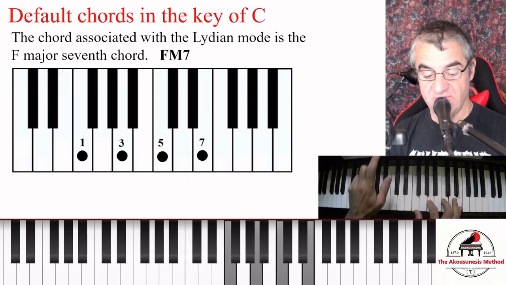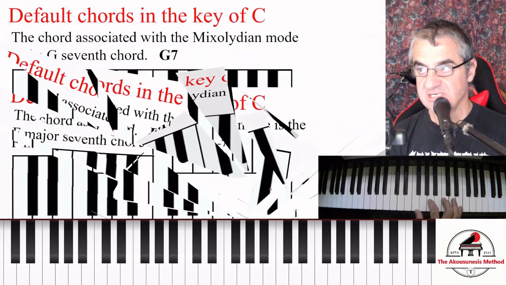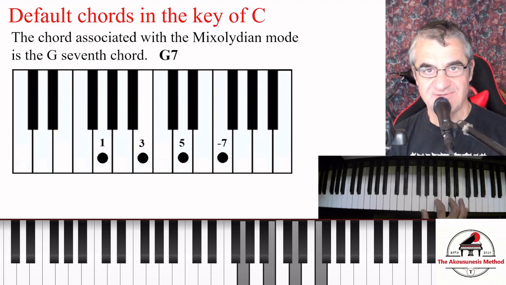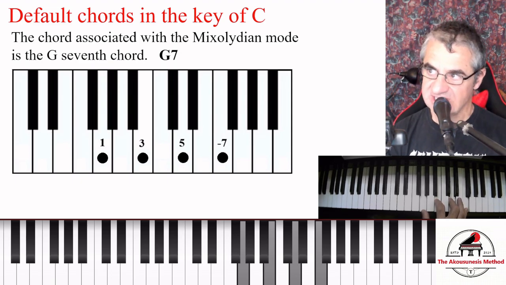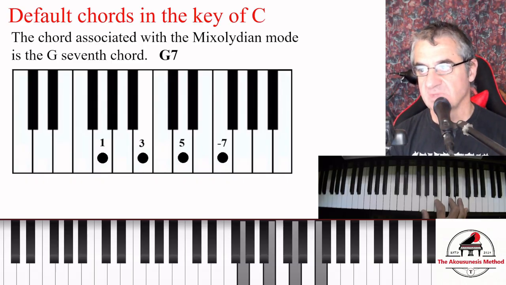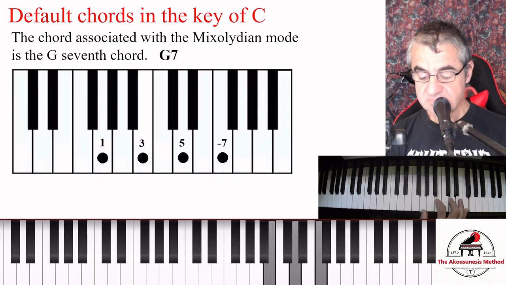Right? Now we'll slide over again. Now this one's a little different because we've got a major 3rd, but now we don't have a major 7th. We've got a minor 7th. So we call this a 7th chord. And that 7 you see on G7 is actually a minor 7th. Okay? So it's a 1, 3, 5, minor 7th.